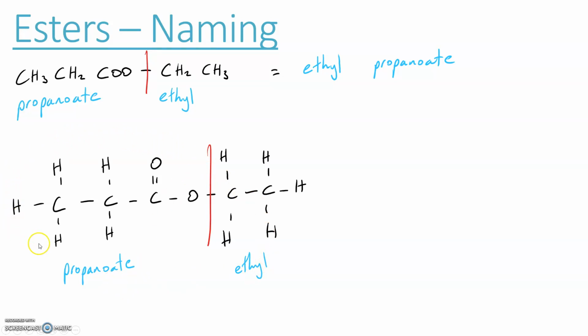So can you see here that this is the propanoate ion? So it's like propanoic acid minus the hydrogen. So that's our propanoate, and then attached to that from the oxygen we've got an ethyl group. So we call this ethyl propanoate. That's an example of an ester. Note the fact that it has two alkyl chains. One chain here attached to the oxygen, and another chain here attached to the carbonyl carbon.